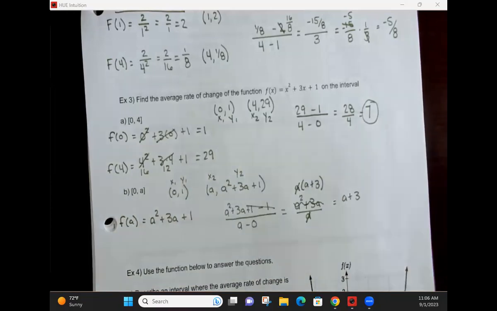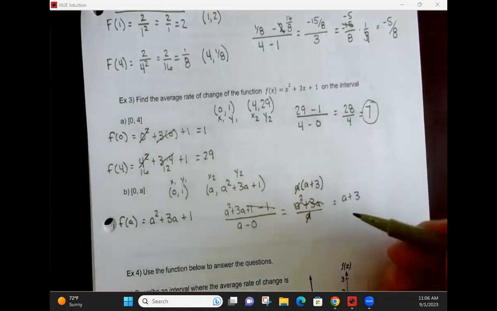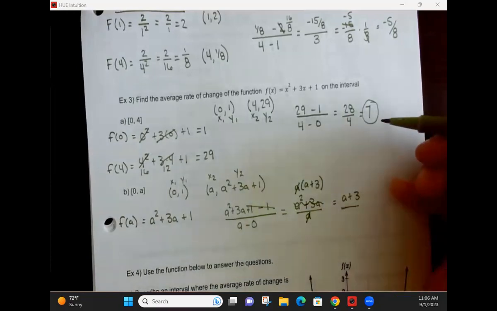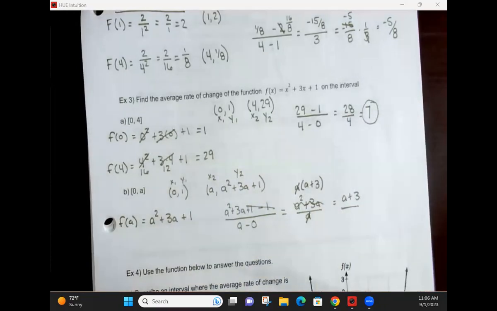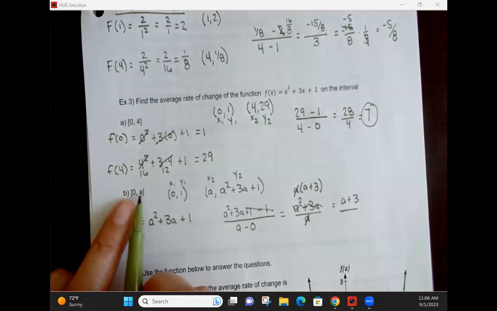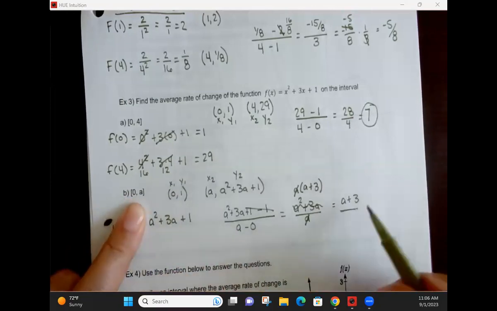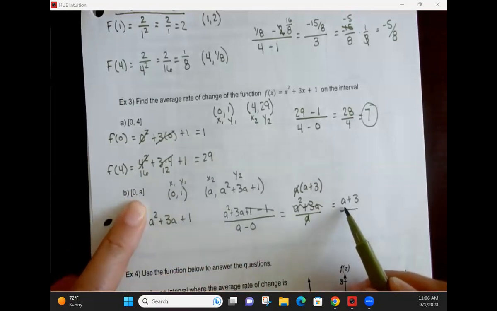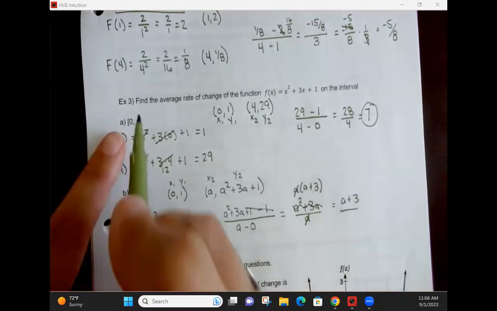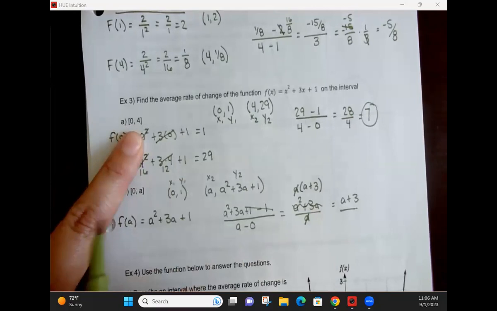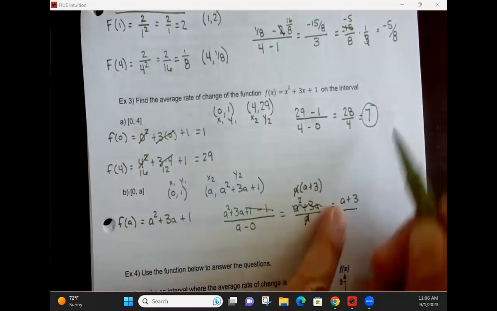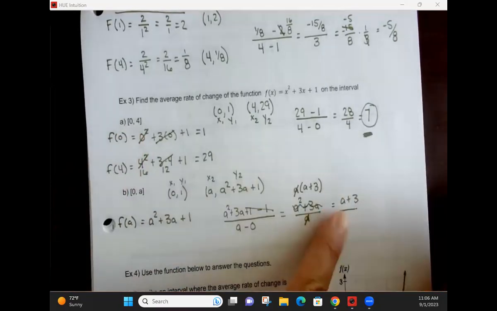I want you to notice that this actually fits. This answer we got for part B fits with what we found for part A. So what this is saying is if you go from 0 to some other number, you should end up with just that number plus 3 as your rate of change. So for part A, we went from 0 to 4. 4 plus 3 is what we got here.